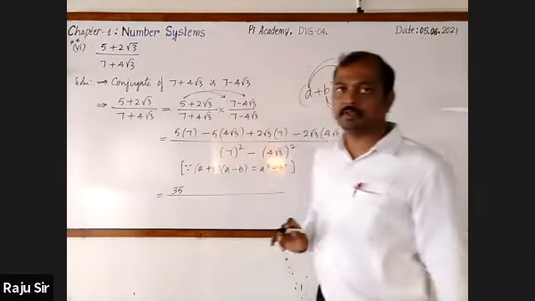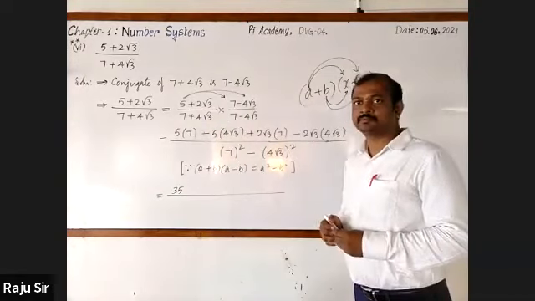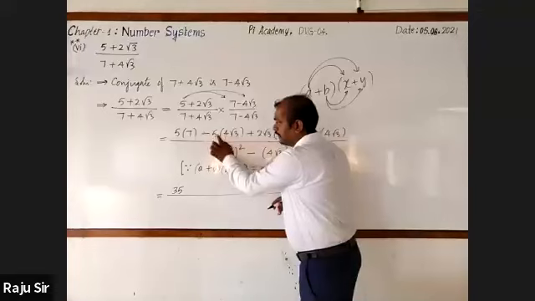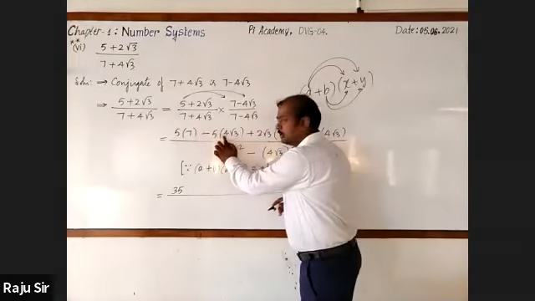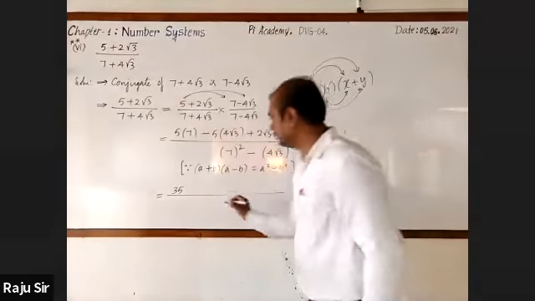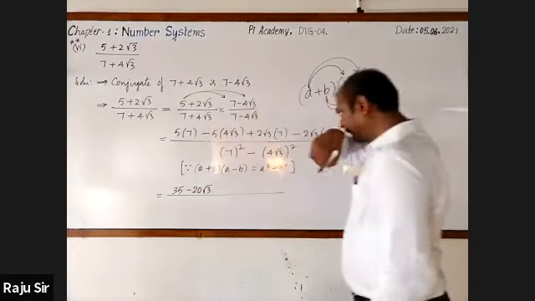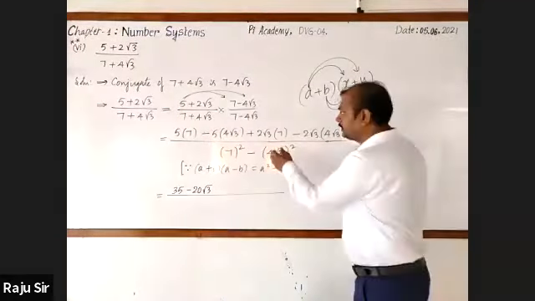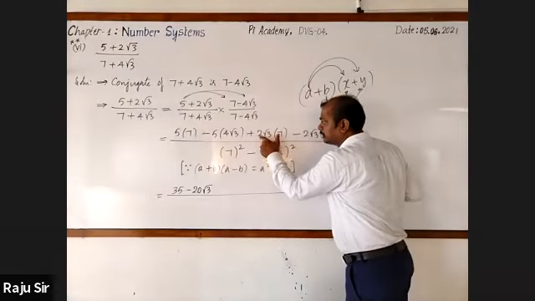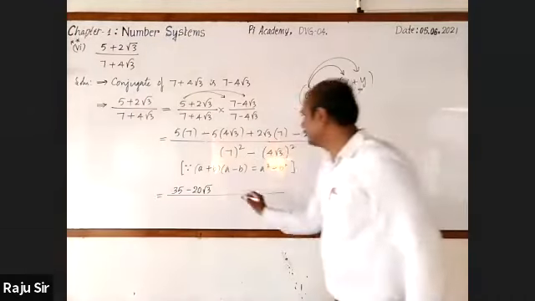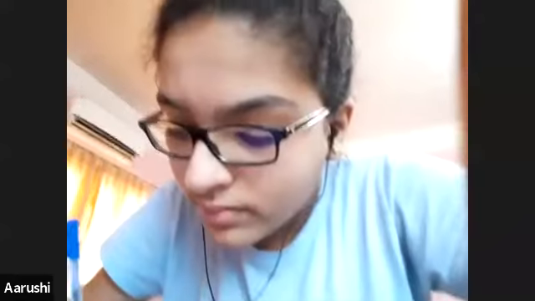Please go on writing with me. Don't be lagging. Next, observe, this is 5 fours are 20. So minus 20 into root 3. Then multiply coefficients, here 2 and 7. 2 sevens are 14 into root 3. Plus 14 into root 3.